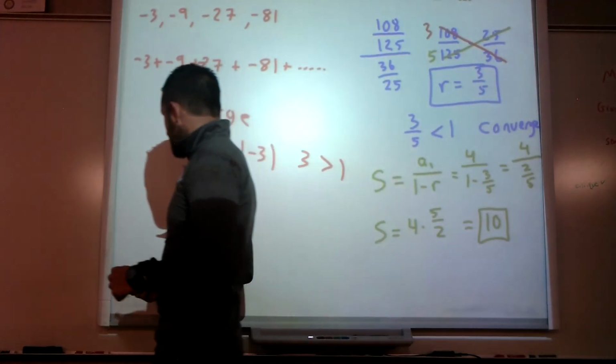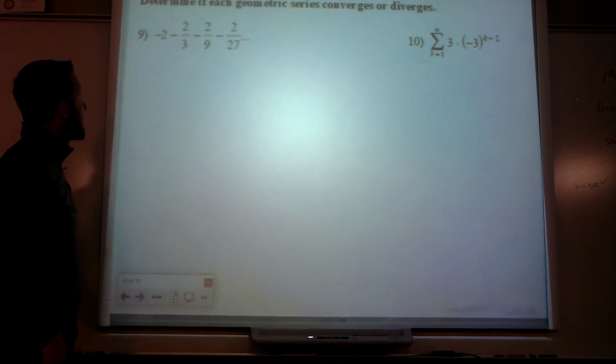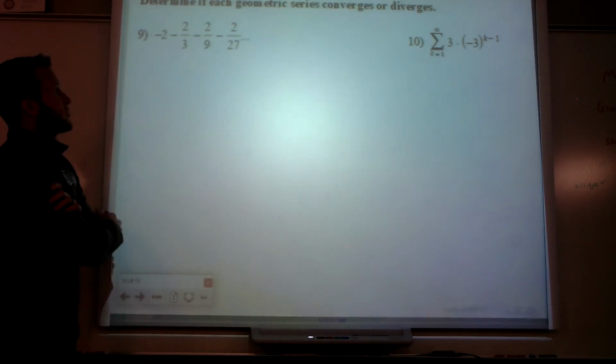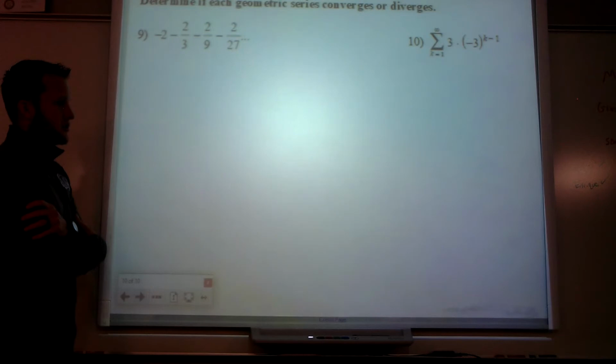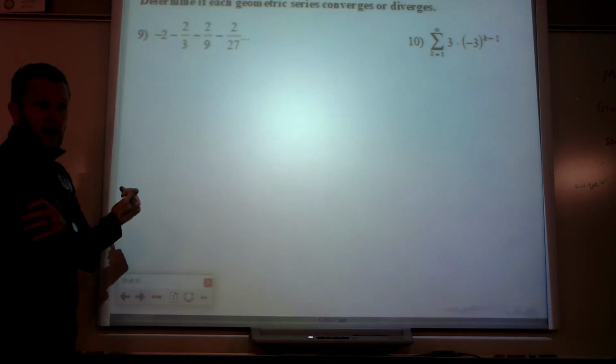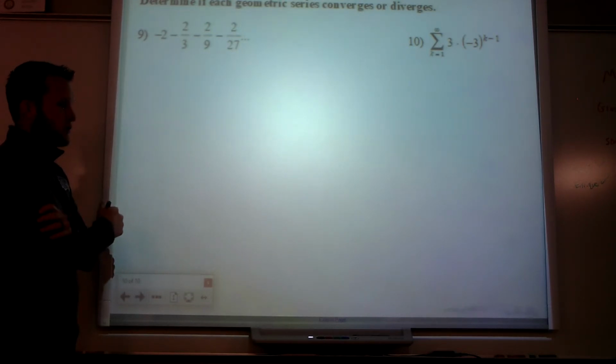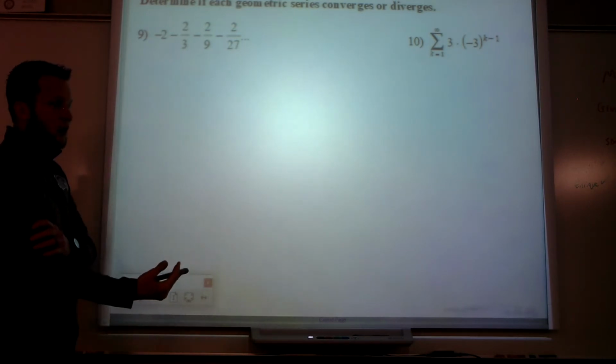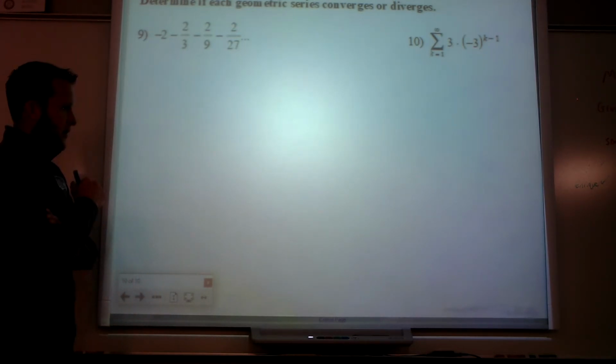Okay, let's do 2 more, and then that is it. Okay, determine if each geometric series converges or diverges. So how do we do that? We're going to look at the common ratio. Is the absolute value of the common ratio greater than 1 or less than 1?